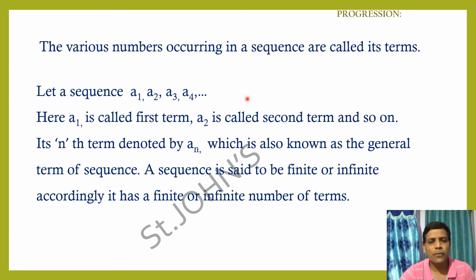Suppose 1, 2, 3, 4, 5, 6, 7, 8, 9, and so on. What is the last number? Don't know. It does not exist. That is called the nth term. So the nth term is denoted by AN, which is also known as the general term of the sequence. So what is the last term? AN. The last term is AN. So here AN is called the last term, general term, and nth term of the sequence.